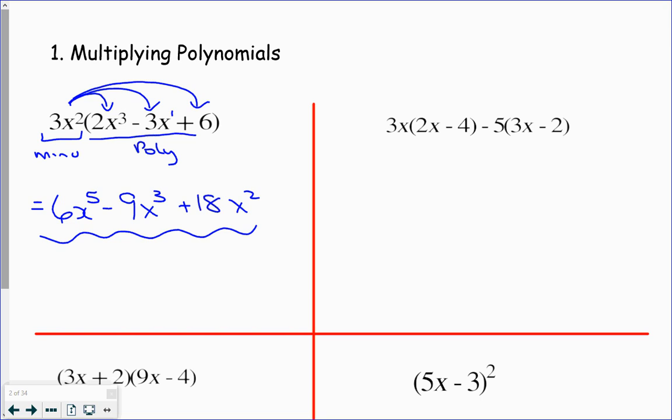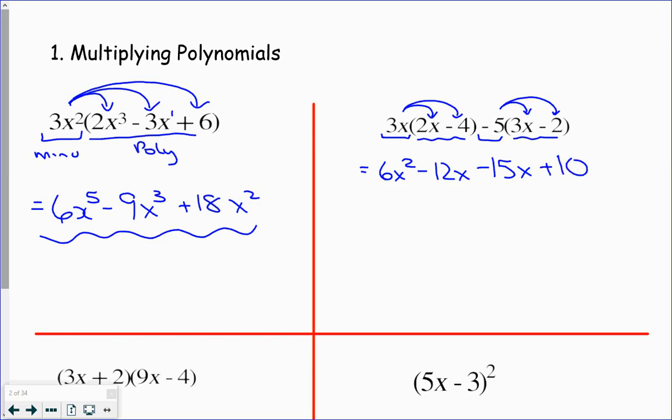Here's another one from grade 9. So again, it's a monomial times a binomial. Same thing here. A monomial times a binomial. So 3x times 2x is 6x squared. 3x times negative 4 is negative 12x. Now here's where you need to be careful. You're going to multiply through by negative 5, not just 5. So negative 5 times 3x is negative 15x. Negative 5 times negative 2 is a positive 10.